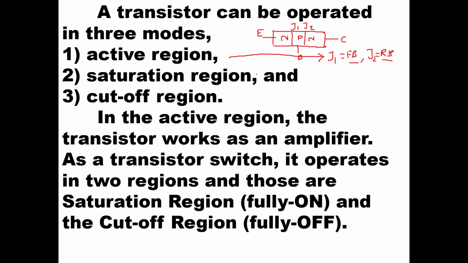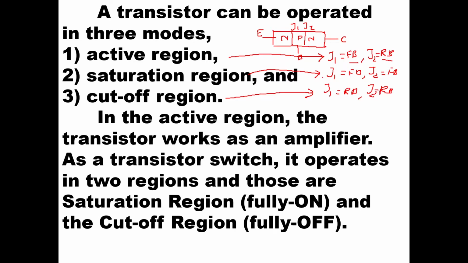Okay. Similarly, in the saturation region, junction J1 will be forward biased and junction J2 also will be forward biased. If both are forward biased, it is the saturation region. And in the cutoff region, junction J1 is reverse biased and junction J2 is reverse biased. That means both the junctions are reverse biased here.